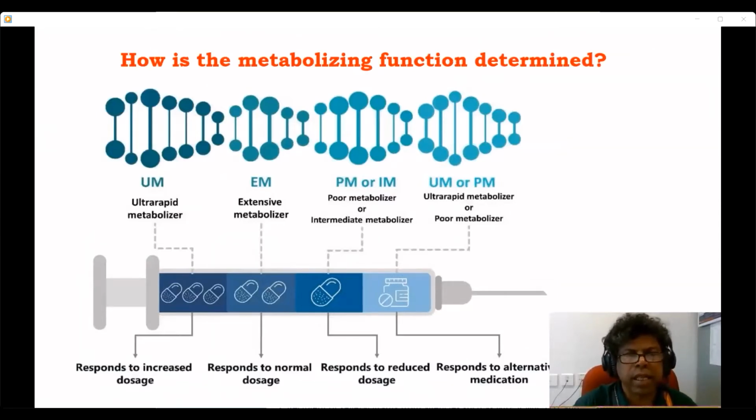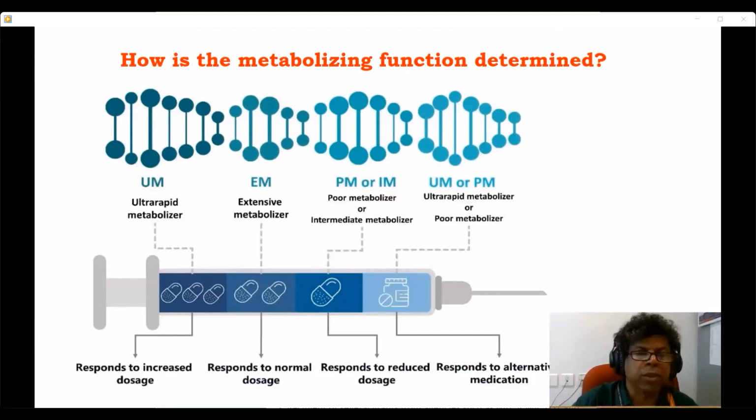There are three major phenotypes in terms of metabolizer. The first one is ultra rapid metabolizer, the second one is extensive metabolizer, and the third one is poor or intermediate metabolizer. In the case of ultra rapid metabolizer, the drugs will metabolize at a faster rate, and in such cases, you require an increased dosage of the drugs.